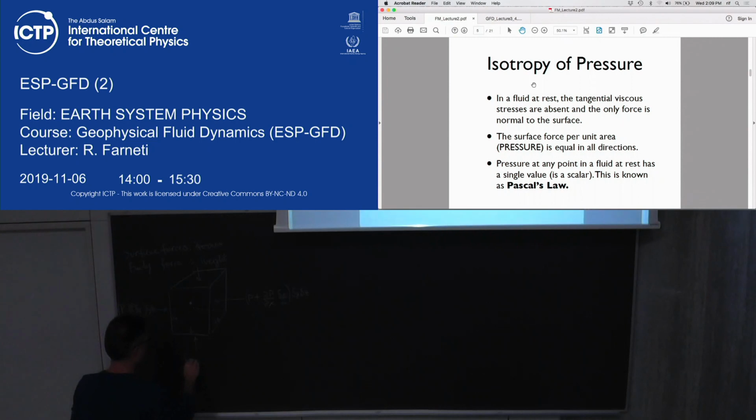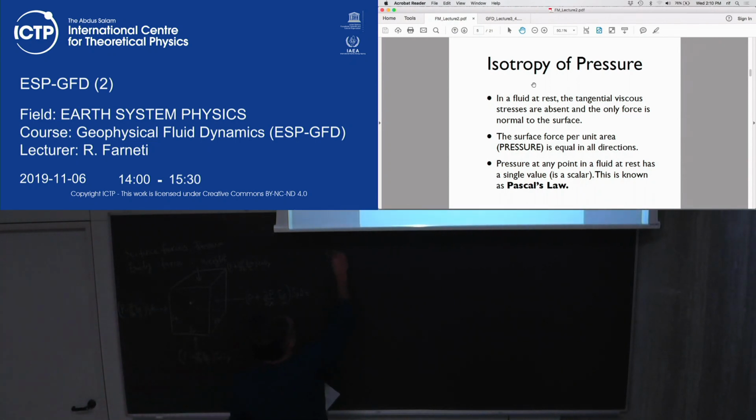Here is going to be p plus dp by dz, z0/2, dx dy, and here is going to be p, and the same for the other two sides. Okay, so the element is in equilibrium, it's not moving. So it's in static conditions. So the sum of all the forces must be equal to 0.